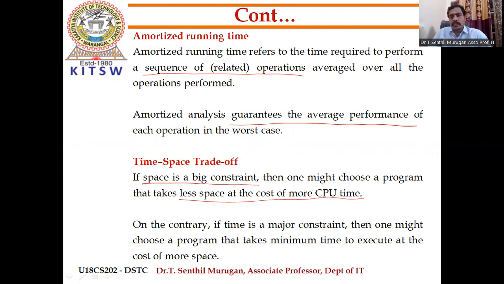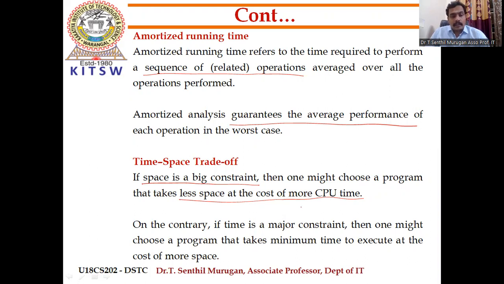For example, if your system has very little memory, you have to complete the task within that memory. Then you have to spend more CPU time. Okay, it may be faster. If it is faster, then the memory will be adjustable.